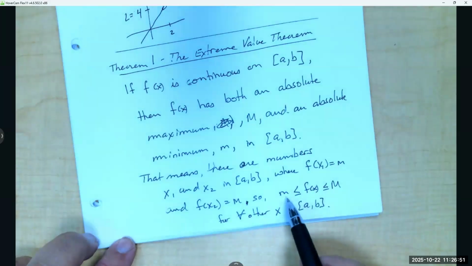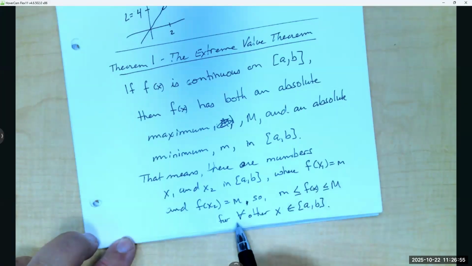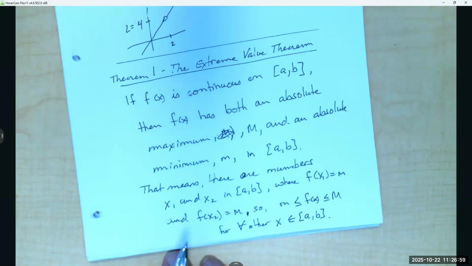So the minimum is less than or equal to the function, which is less than or equal to the maximum, for every other x value. So what does that mean? Let's look at this and interpret what it says. What are the conditions that have to exist here? What conditions have to exist for this theorem to be true?